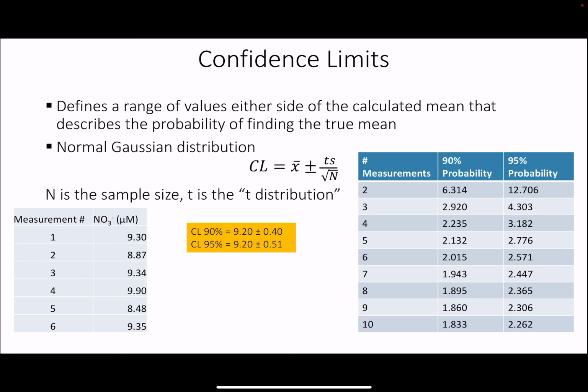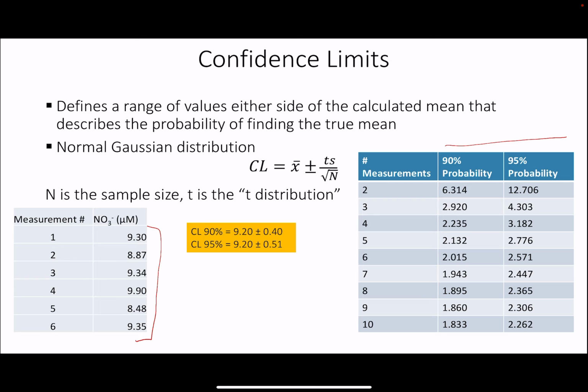The last thing are the confidence limits. This is another useful thing to report when making measurements. This defines a range of values either side of the calculated mean. That's the probability of finding the true mean. This works if you have normally distributed data. You would take X bar as the average of your measurements. T is the T distribution that you get from a table, for example this table, times the standard deviation divided by the square root of the number of times you made the measurement.